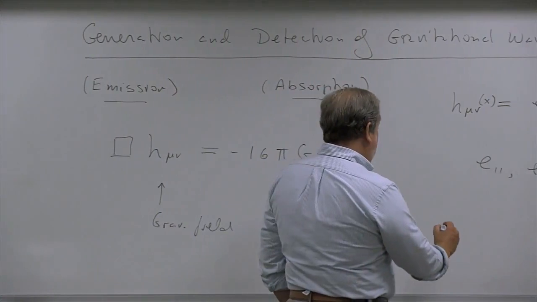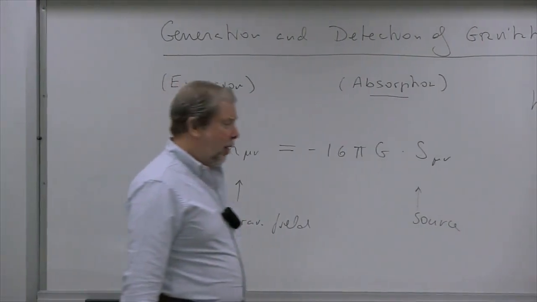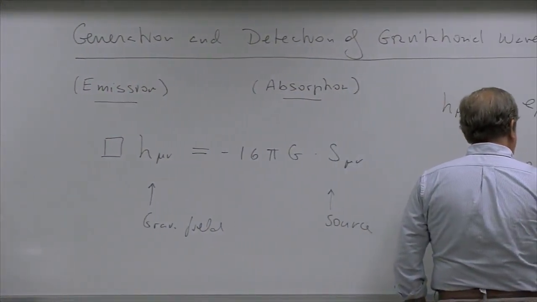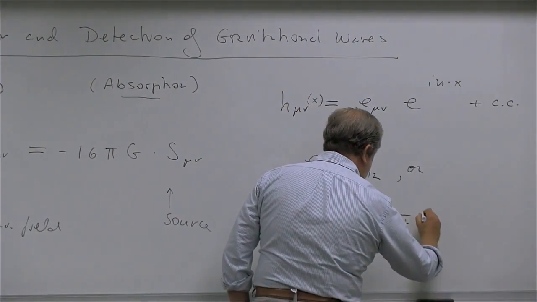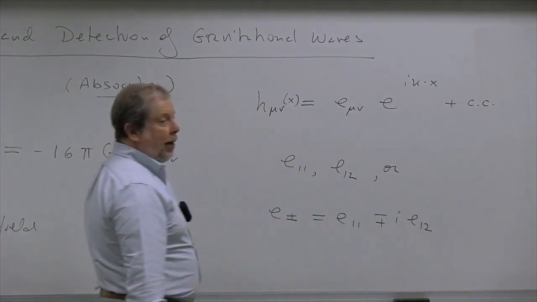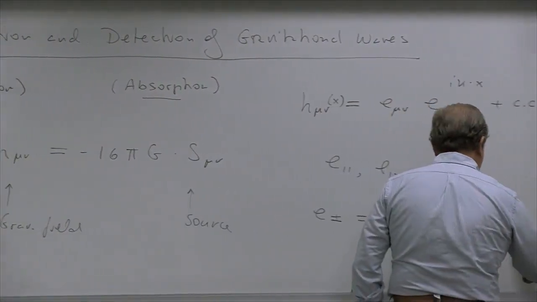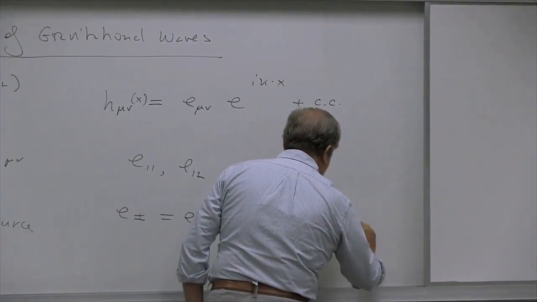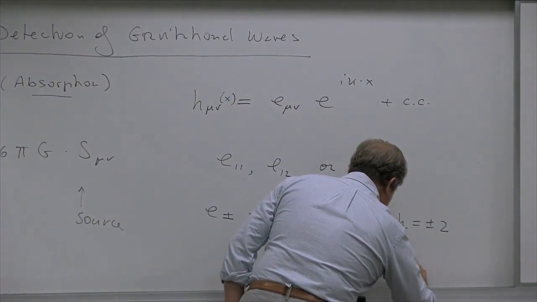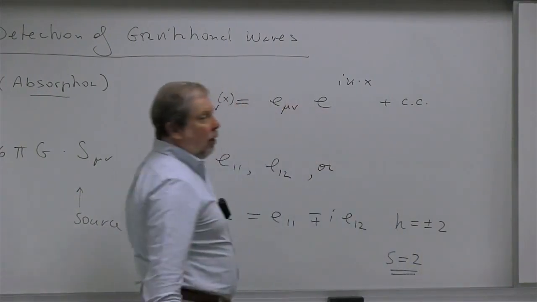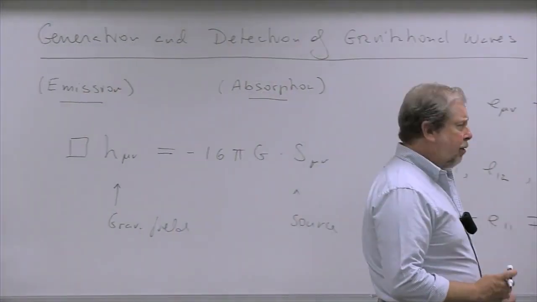And in fact, you can write it in terms of what would be the analog of circularly polarized electromagnetic waves, in terms of E plus minus, which is equal to E11 minus plus i E12. And these E plus and minus correspond to a wave that is polarized with helicity either plus or minus 2, right? Suggesting that this wave has, in fact, a spin equal to 2. And so it's quite remarkable that we only have 2 degrees of freedom.